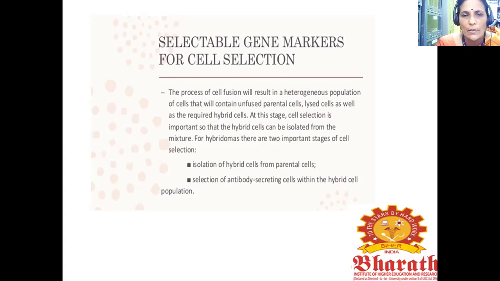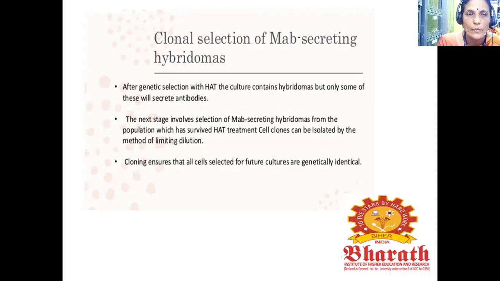For hybridoma, there are 2 important stages of cell selection. First one is isolation of hybrid cells from a parental cell. Second one is selection of antibody secreting cells within the hybrid cell population. Then there is clonal selection of mAb secreting hybridoma.